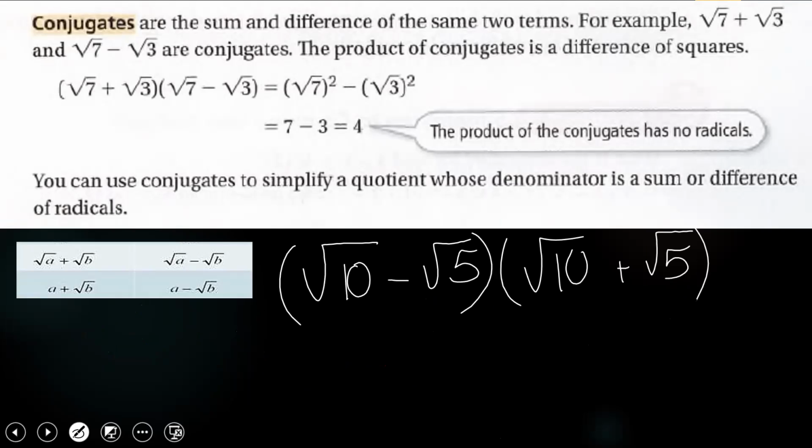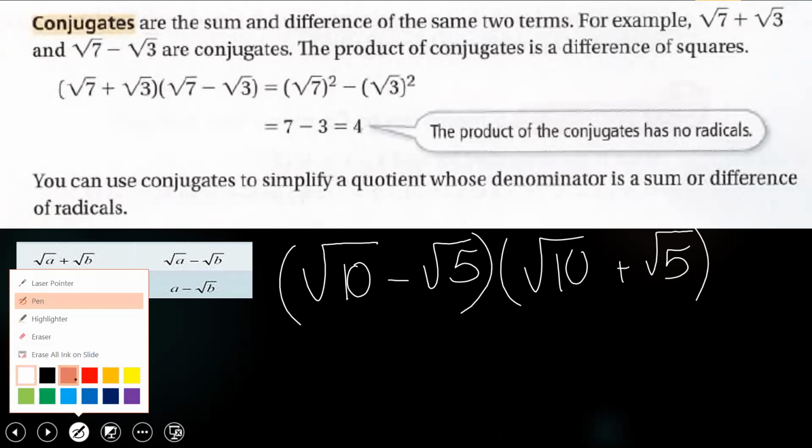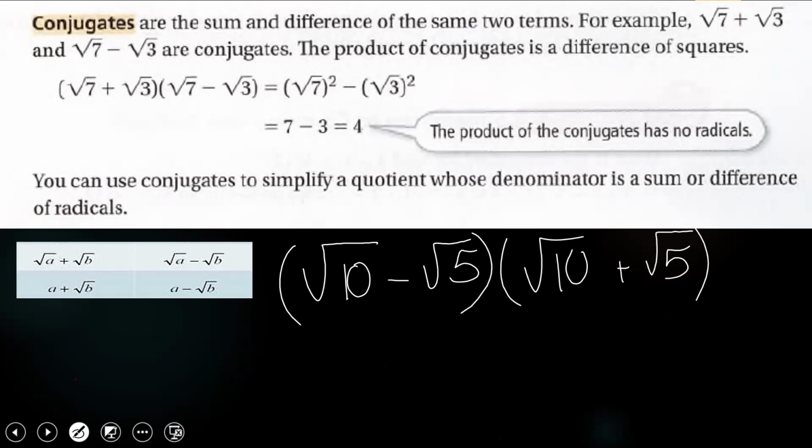Yes. Okay, so what we have to do here, as I told you, we have two terms, they are the same. One is minus and one is plus, so they are conjugates. Since they are conjugates, the product of them, I will take the first term and then I square it minus the second term.